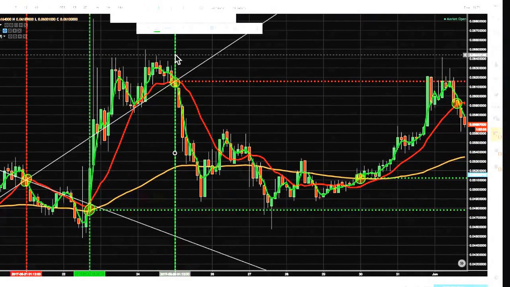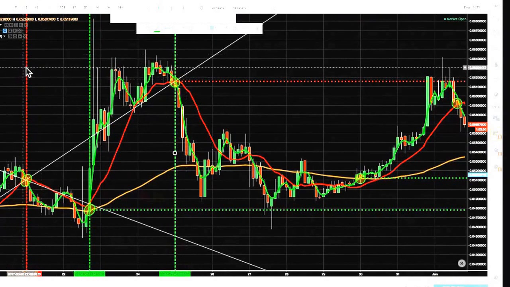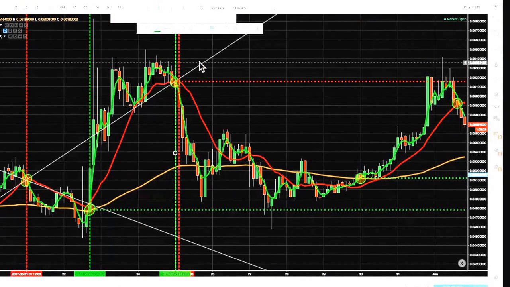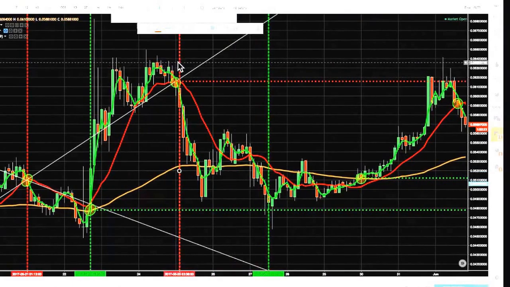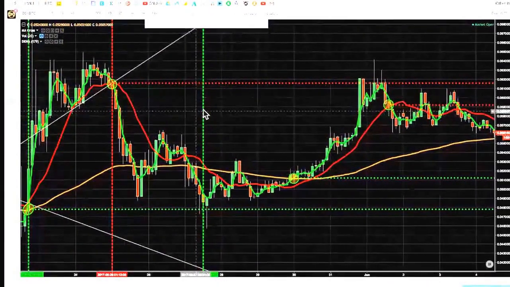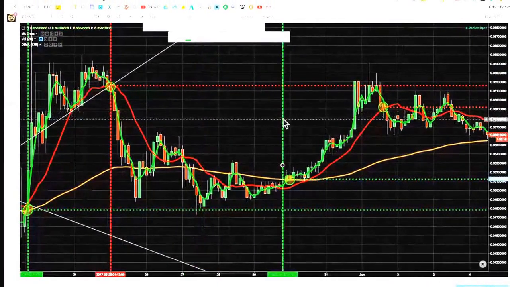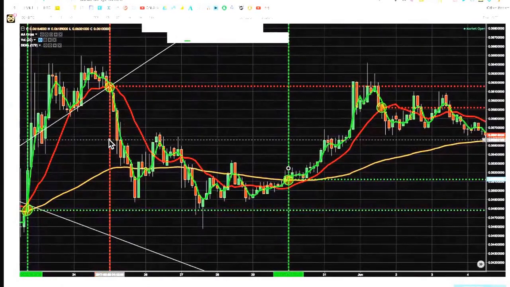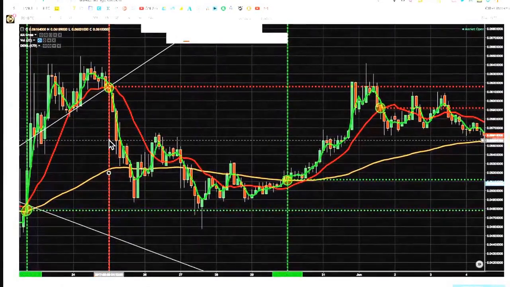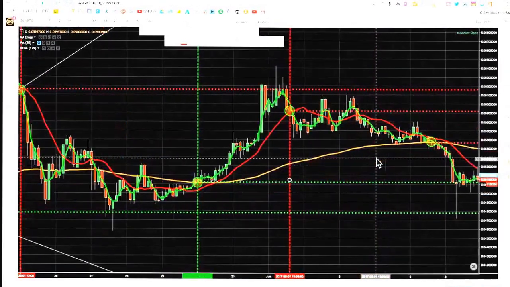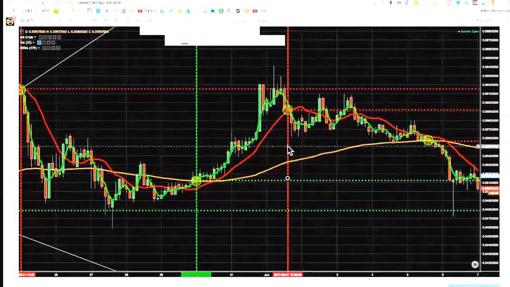Green goes down, red line. I'll grab it from over here so I don't have to keep changing. Look for the next one. Green goes up, green line. Green goes down, red line. Green goes down, red line.